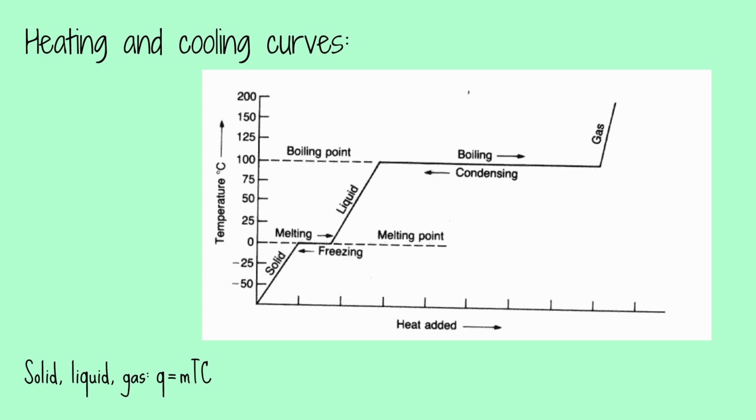The heating curve of a substance shows phase changes from a solid to a liquid to a gas. As you go up the heating curve, it's endothermic. As you go down the heating curve, it's exothermic. This heating curve is an example of one from water.